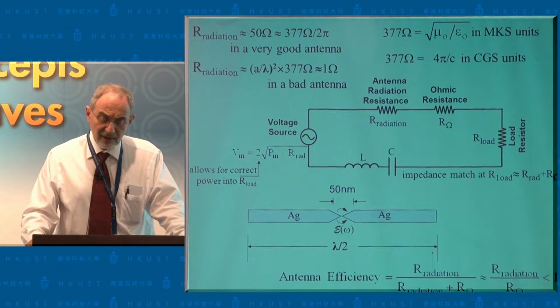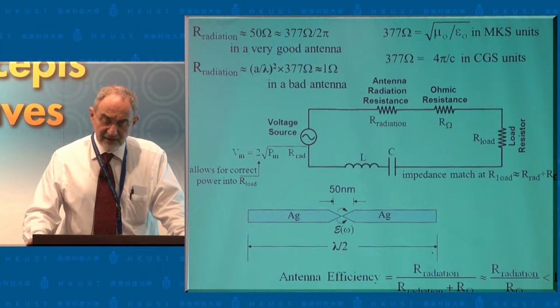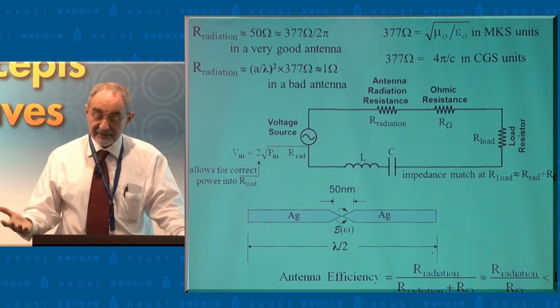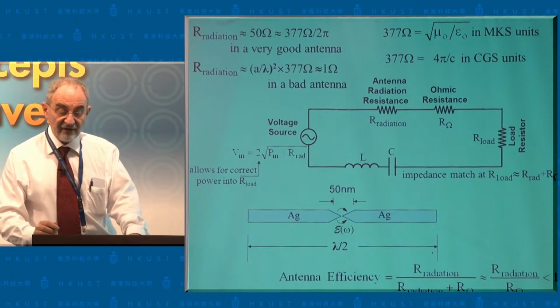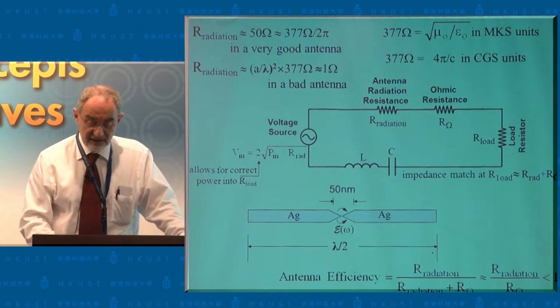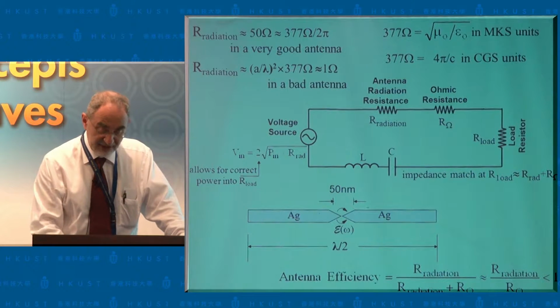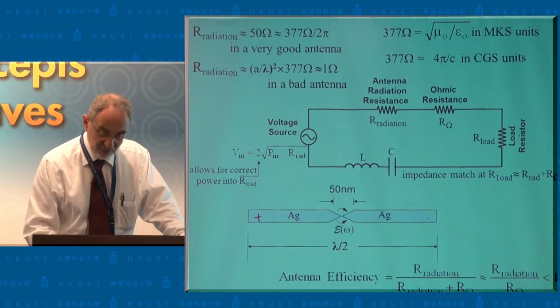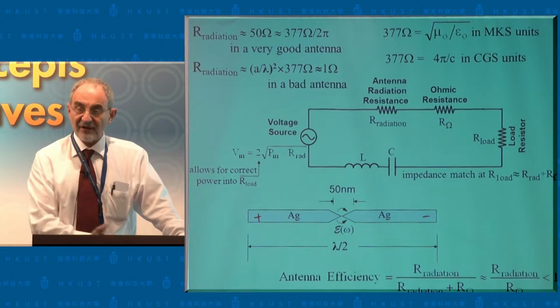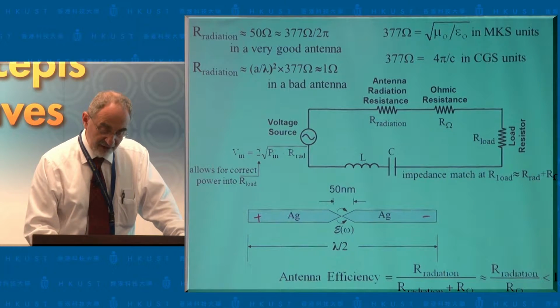One of the universal properties of antennas is that, well, it's universal in books. Everybody has an equivalent circuit for the antenna. And I mentioned the antenna has some capacitance. You can just imagine positive charge at one end, negative charge at the other end, oscillating back and forth at the optical frequency.